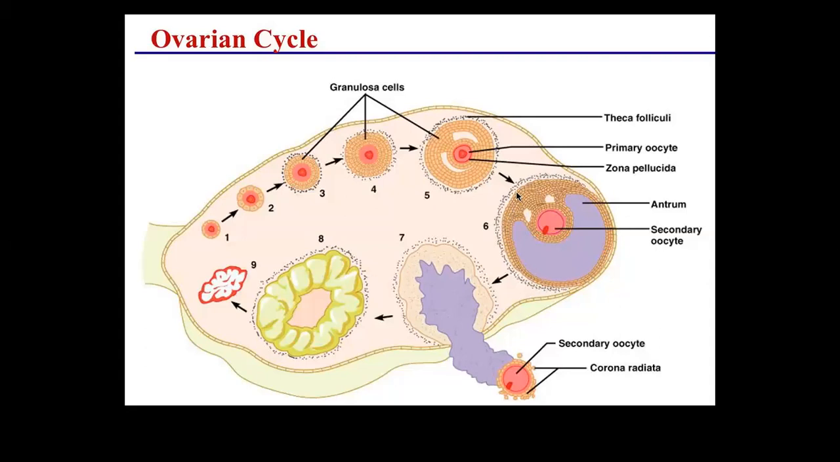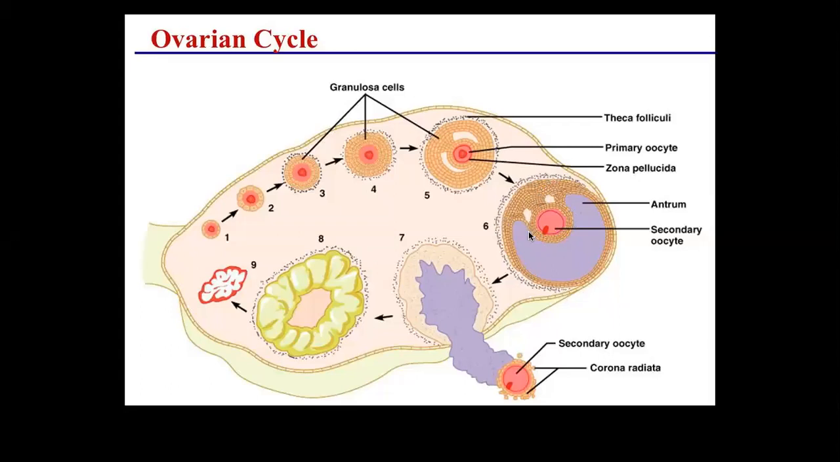Now these two layers are adherent at one place, this region. This is called discus proligerus. D-I-S-C-U-S, discus proligerus. Discus proligerus is the area where proliferation of the cells takes place, and they keep on accumulating around the oocyte and the membrana granulosa.